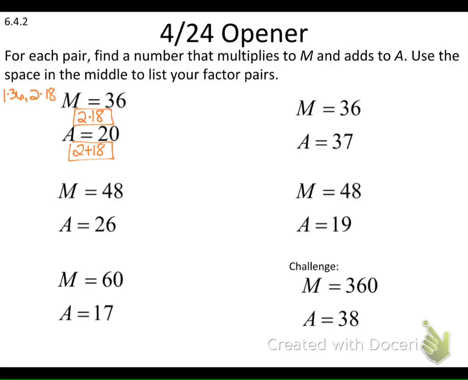Our m is 36 still. Our a is now 37. Let's look at our factor pairs. Very good. We have 1 times 36 is 36, and we have 1 plus 36 is going to equal 37. Very good.